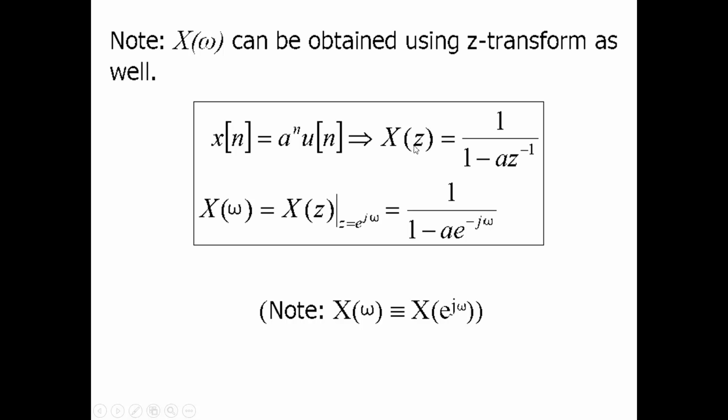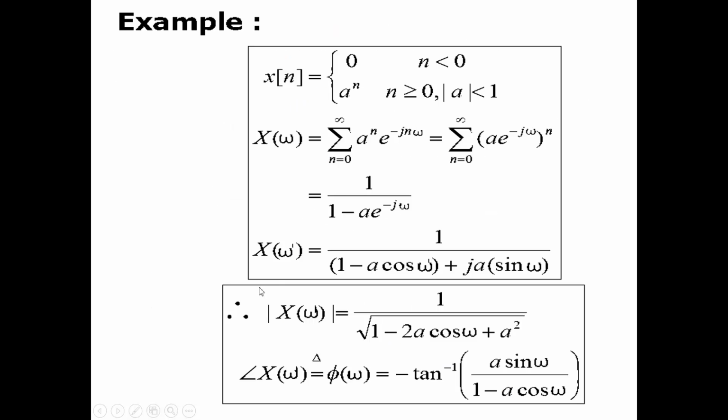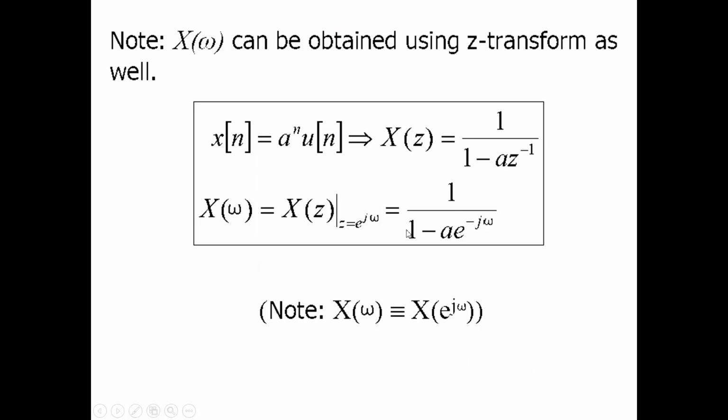The Z transform will be X(z) equal to 1 over 1 minus a z to the power minus 1. For getting the Fourier transform, for every z you replace it with e to the power j small omega. So here it is z to the power minus 1. You replace this z with e to the power j omega, and ultimately you will get e to the power minus j omega. So this is the Fourier transform basically. If you compare this formula and this formula, they are the same.